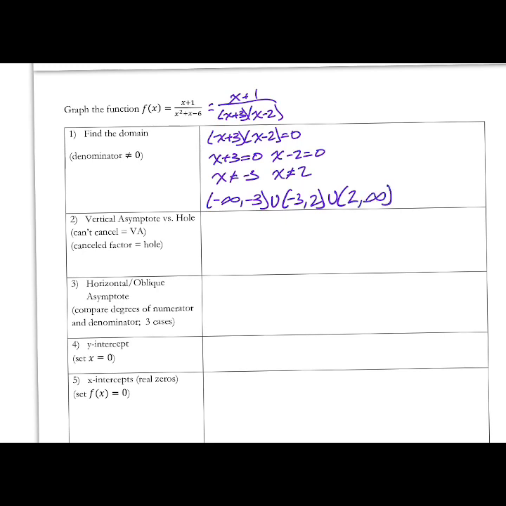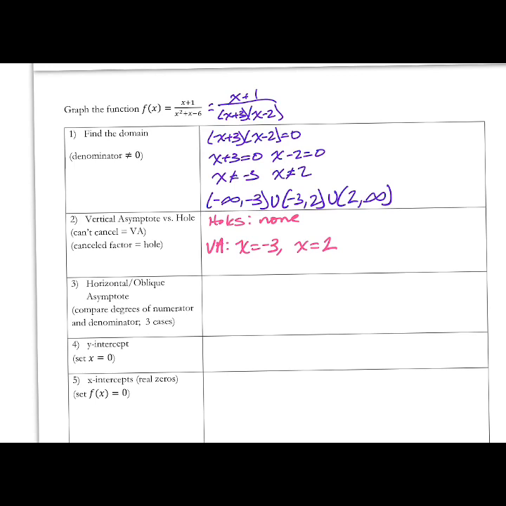And my vertical asymptotes. So I did not cancel anything out again, so I have no holes. So I'm going to say holes, none. And my vertical asymptotes I kind of found out from my domain. My vertical asymptotes are what makes my denominator 0. So there's two of them. X equals negative 3 and x equals 2.